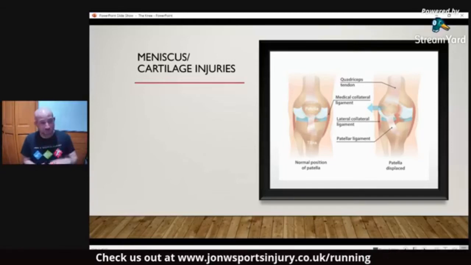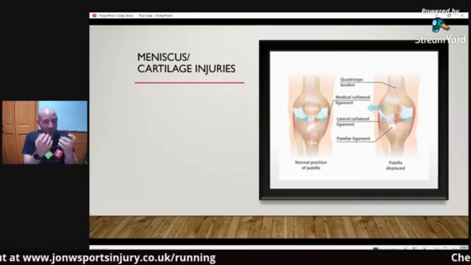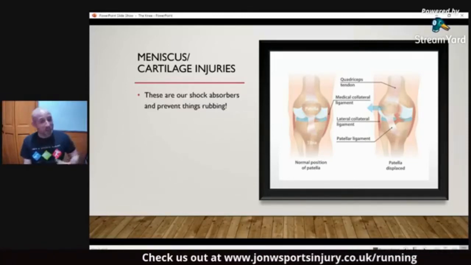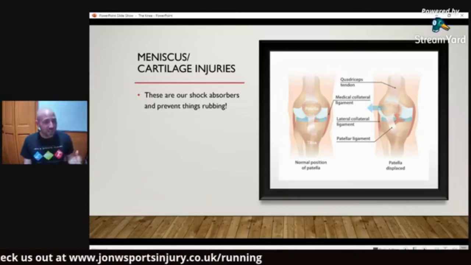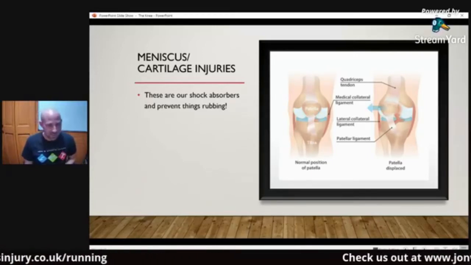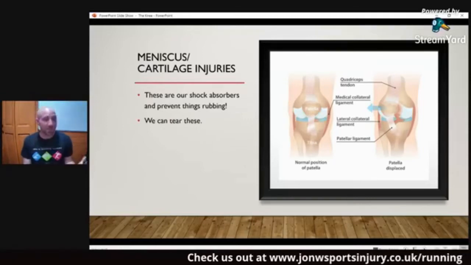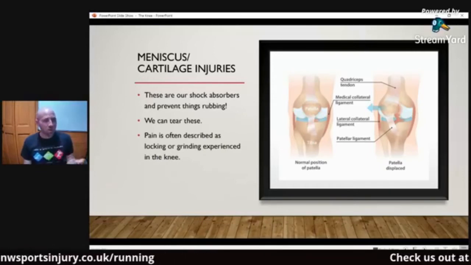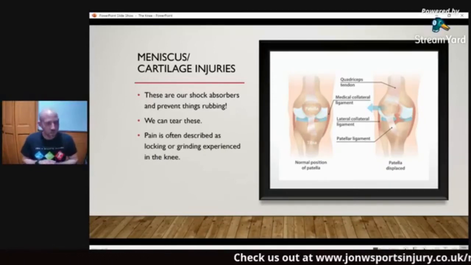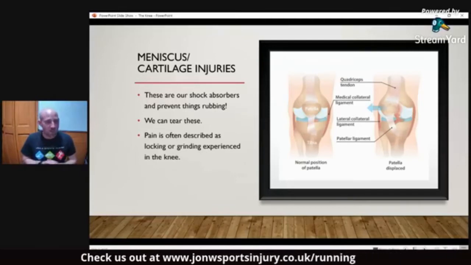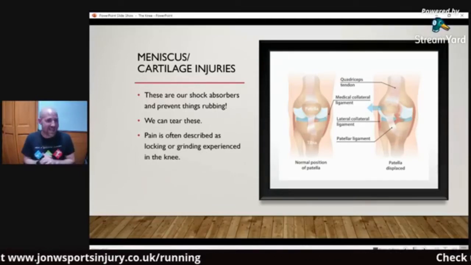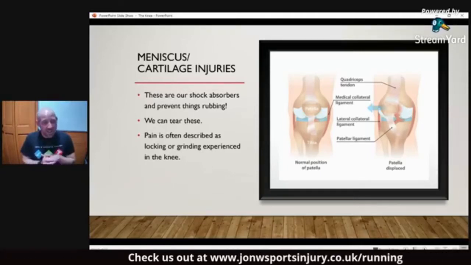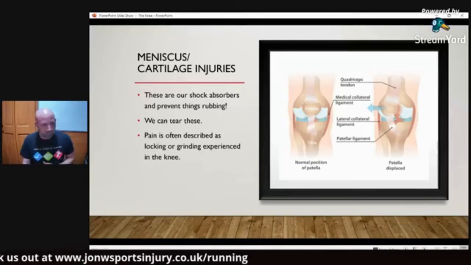So when we plant our foot onto the floor and we get impact force up through the area, the meniscus is there to help to shock absorb. So again, when we're running and doing long distance running, unfortunately, we can suffer wear and tear, and it can lead to a tear in these meniscus. So as I said, they are shock absorbers and they prevent things from rubbing. But as I said, we can get tears in the meniscus. Now, how would you know it's a tear? Well, we have tests, manual tests that we can do. But one of the common symptoms that get described is things like locking or grinding in the knee. So if you've noticed a kind of grinding sensation or that your knee has locked, that can be very indicative of a cartilage injury.